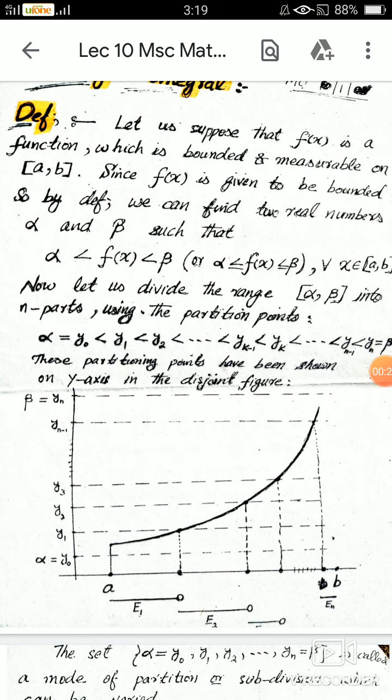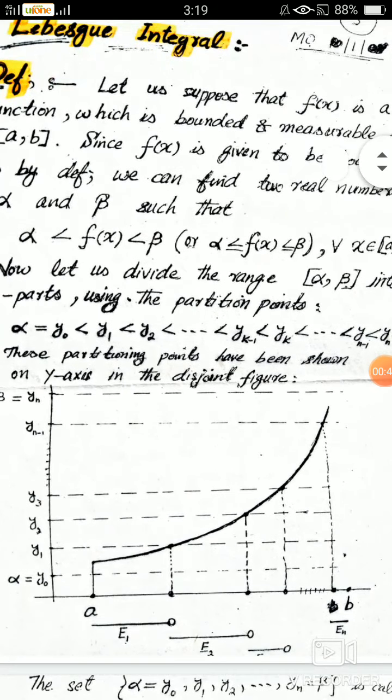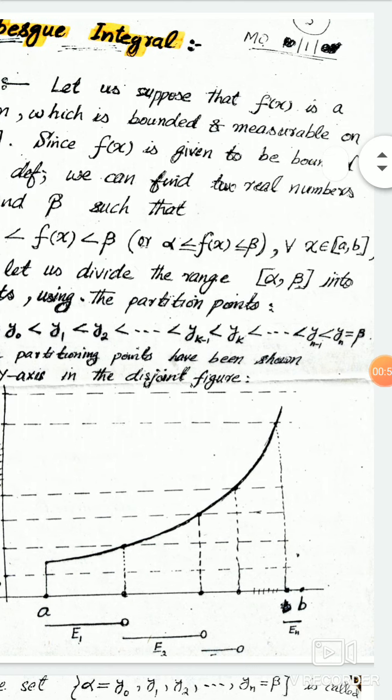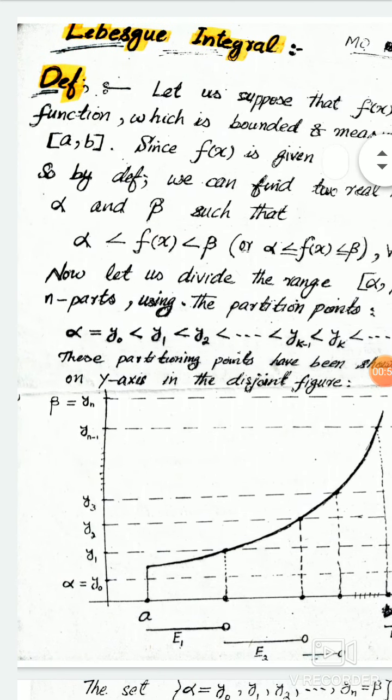Since f(x) is given to be bounded, by definition we can find real numbers alpha and beta such that f(x) is greater than alpha and less than beta. As the function is bounded, all the values of the function must be between alpha and beta. Or we can also say that f(x) is greater than or equal to alpha and less than or equal to beta for all x belonging to the closed interval [a, b]. There is only equality: f(x) can be equal to alpha and f(x) can be equal to beta, and all the values can be in between.